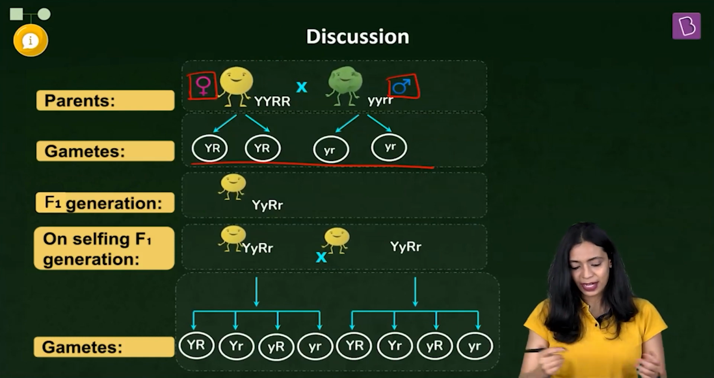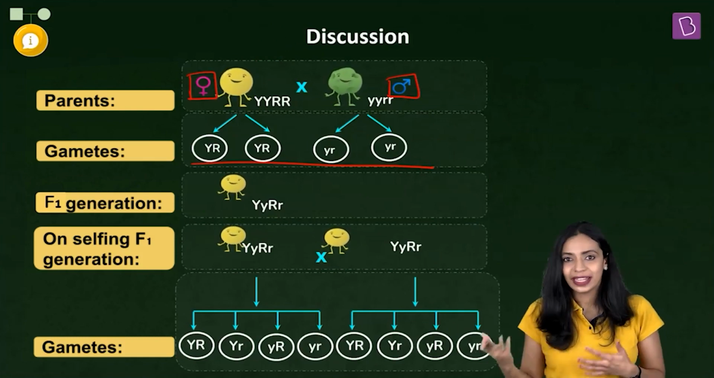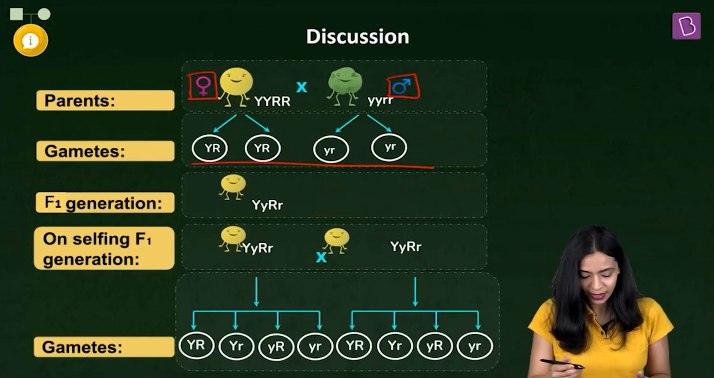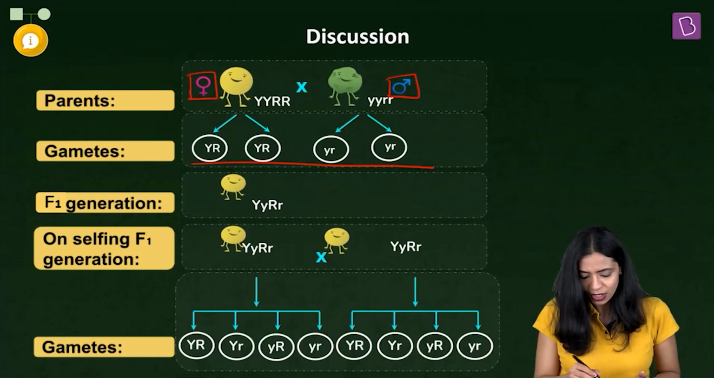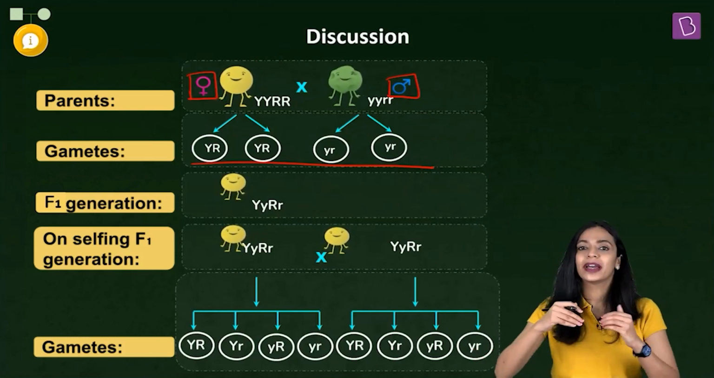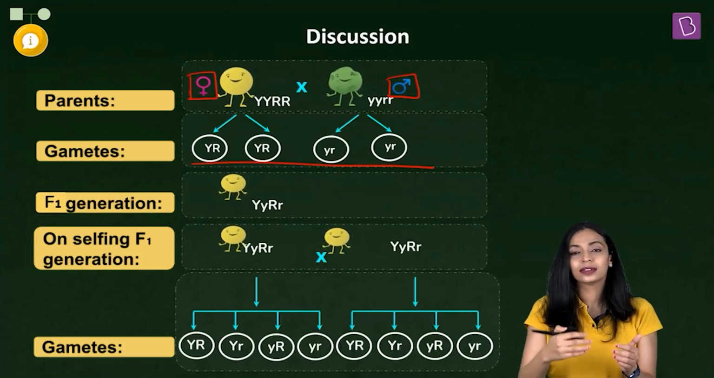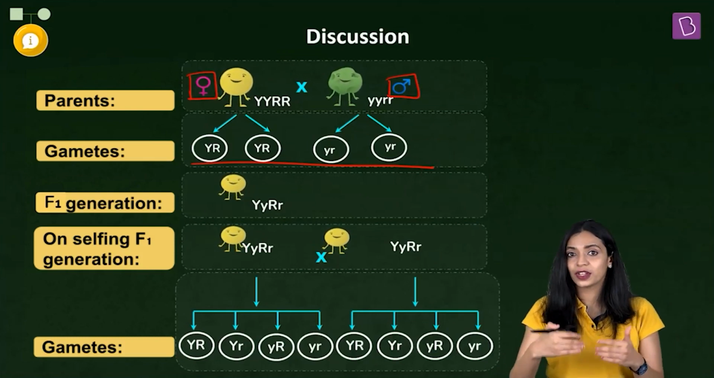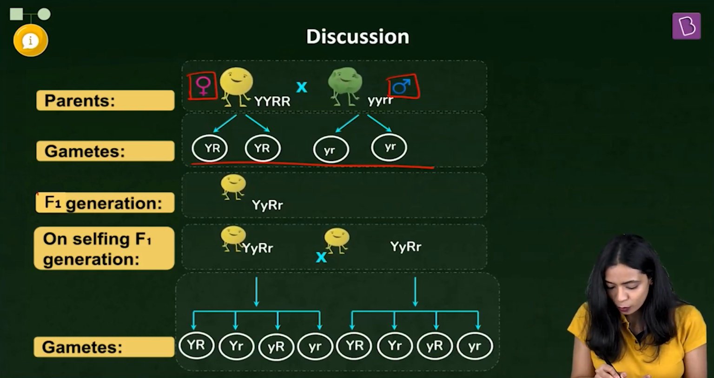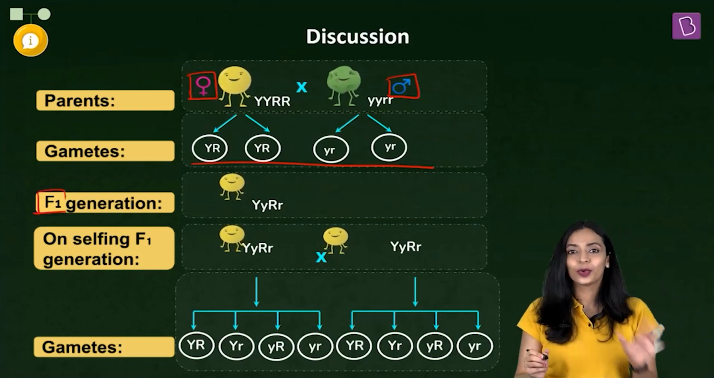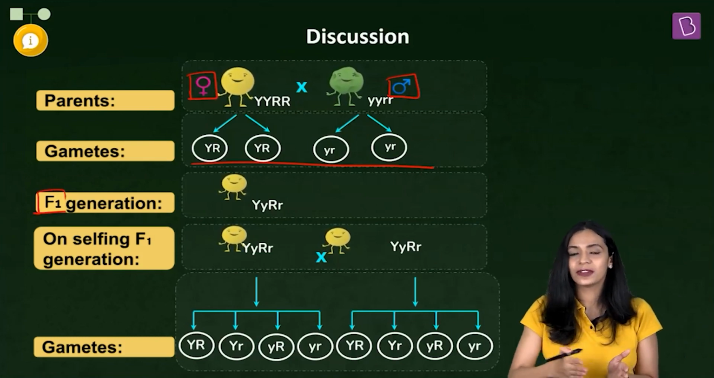So keeping that in mind, you can solve any kind of problems in genetics, okay? Over here we have these gametes produced by the parents that are considered. The progeny resulting from this particular cross is what we call the F1 generation. I'm sure you know by now that F1 refers to the first filial generation.